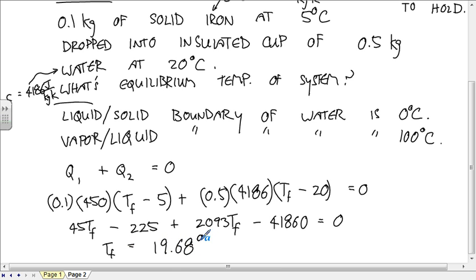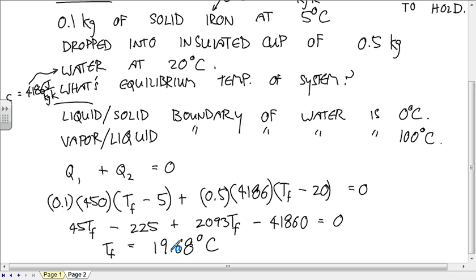19.68 degrees Celsius. Okay, and there are two reasons that that final temperature is so close to the initial temperature of the water and relatively so far from the initial temperature of the iron. What's one of the reasons? Yeah, the masses are different. There's more water than iron.